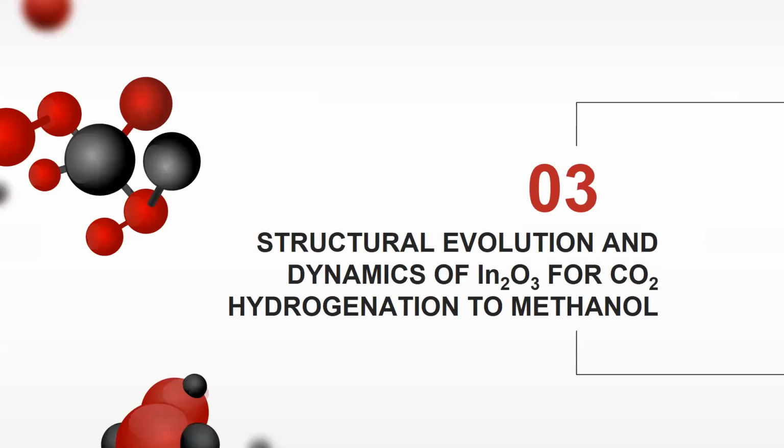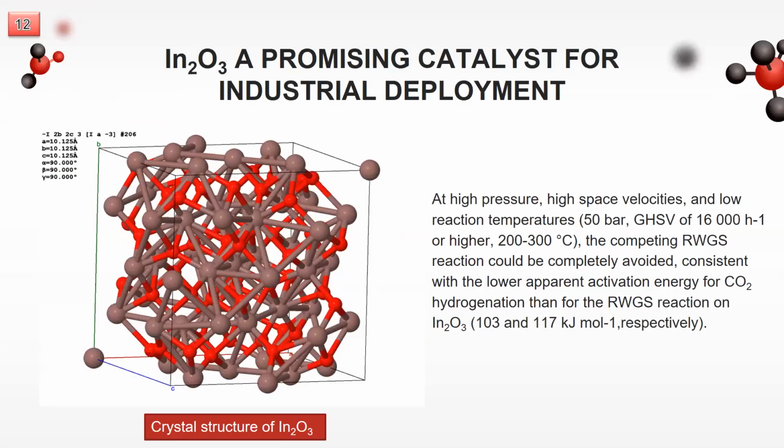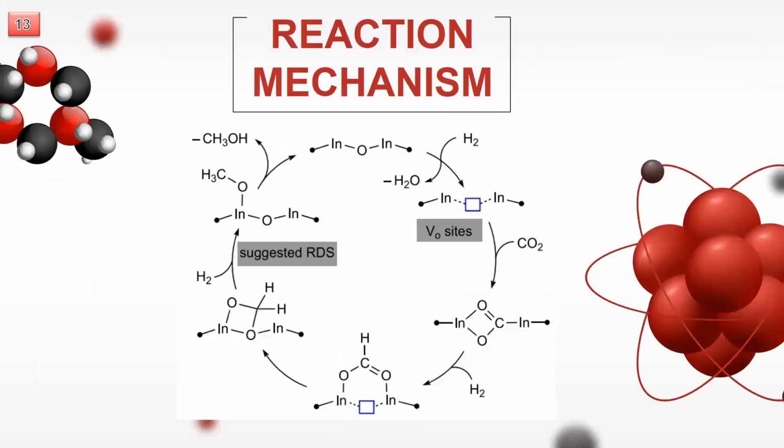In this part, you can see the structure of the crystal. With indium oxide, just by adjusting the reaction conditions, including temperature, pressure, and space velocity, we can increase the selectivity of the catalyst for methanol and avoid the reverse water gas shift reaction. And here we talk about the reaction mechanism as proposed by DFT calculations and supported by experimental research.